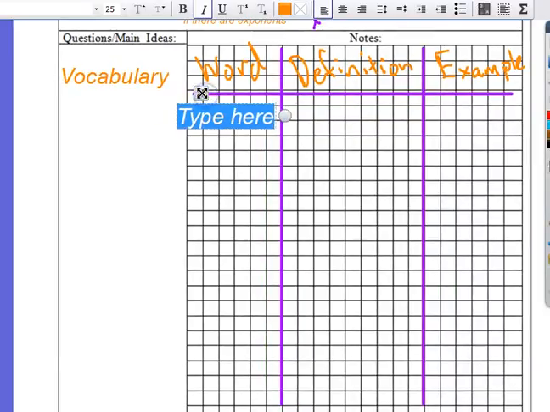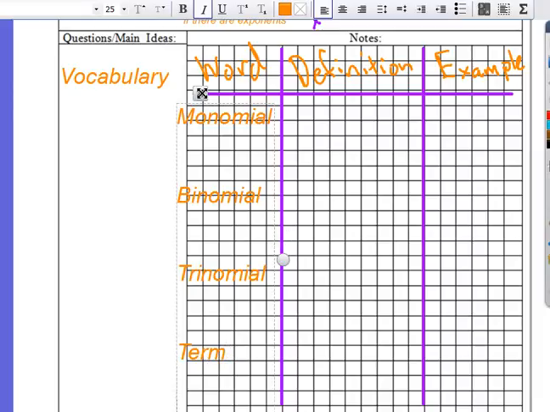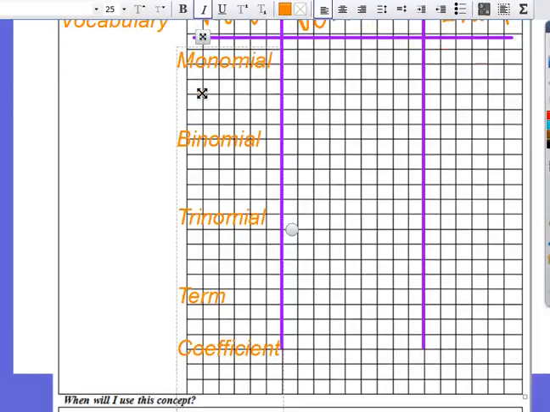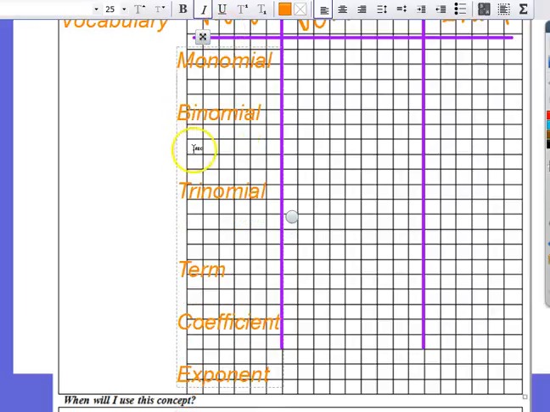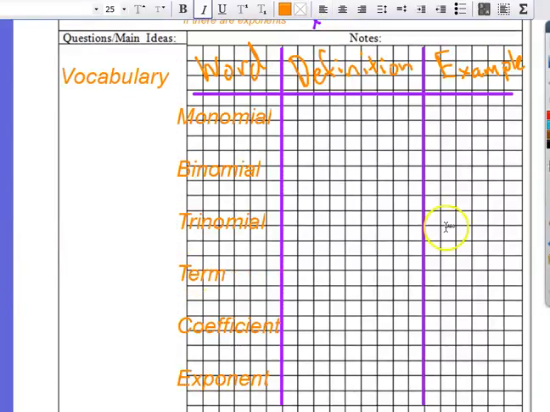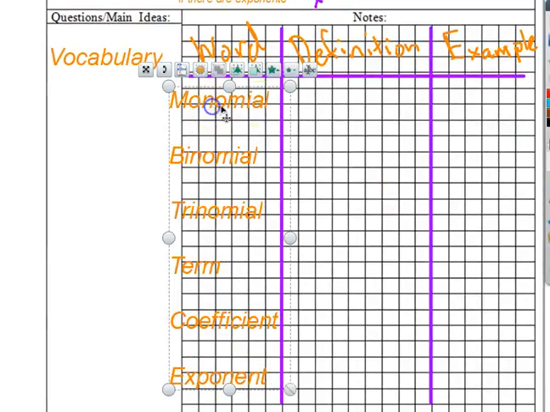Okay, our words for today are monomial, binomial, trinomial, term, coefficients, and exponents. Yes, this is going to take up the whole page. Monomial, binomial, trinomial, term, coefficients, and exponents. And I think black would be a much better color for these. Is black good? Let's do blue.